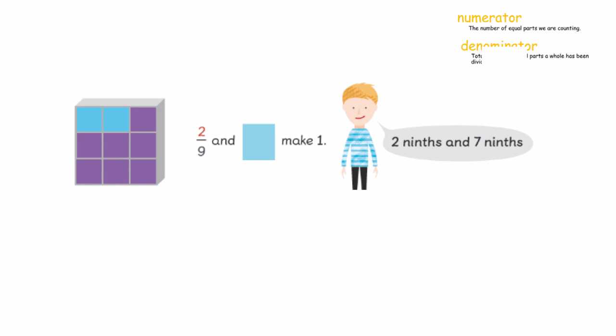Here, 2 of the pieces are blue. Do you know how many of the pieces are purple? Correct, 7 of the pieces are purple. Together, that shows us 9 pieces. That makes the whole. So 2/9 and 7/9 makes 1.